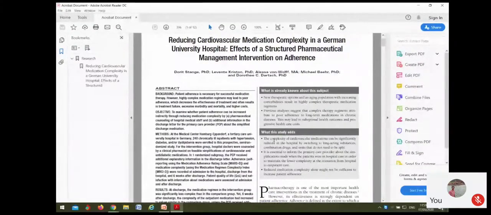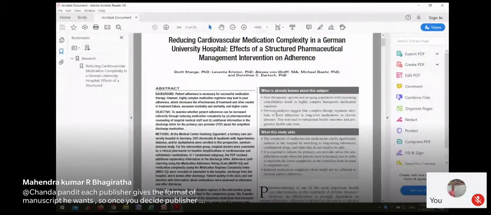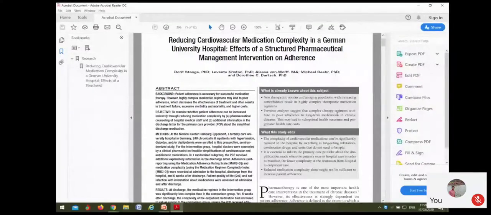So two things are there here. One, what is already known in this subject: new therapeutic options and an aging population with increasing comorbidities, resulting in highly complex therapeutic medication regimens. Previous analysis suggests that complex therapy regimens contribute to poor adherence to long-term medications in chronic diseases. This may lead to suboptimal health outcomes and progressive healthcare cost.